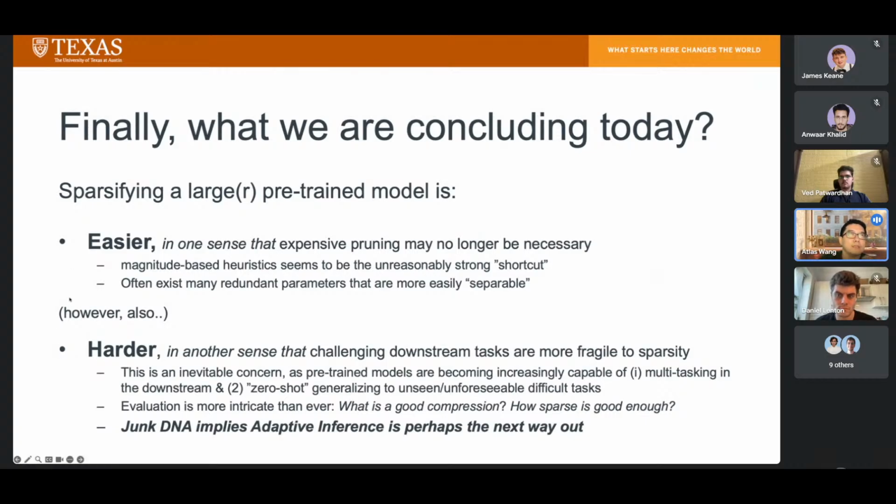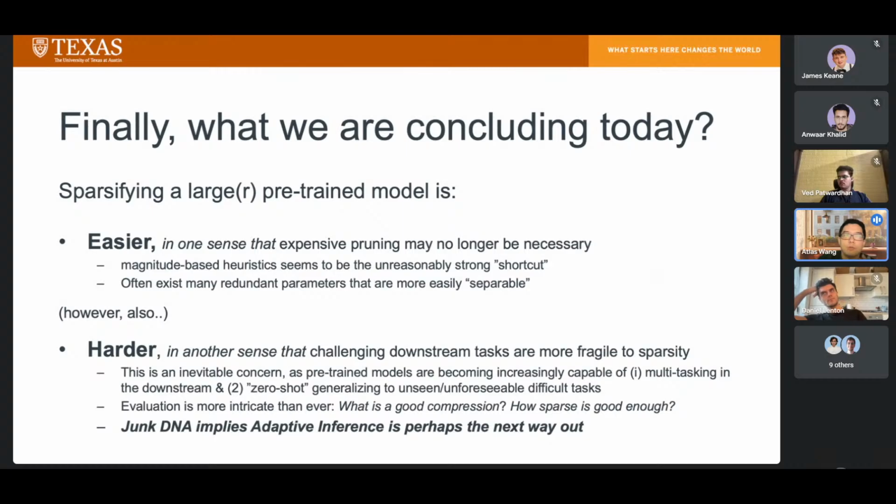But in the meanwhile, sparsity is also harder in another sense. That is, if you care about the model performance in the most challenging downstream tasks, then you will find your pre-trained models very fragile to high sparsity. And this is an inevitable issue that one must be concerned about, because with pre-trained models we now care about their difficult task performance. That's where we push the boundary, right? And when the latest language models are able to do multitasking, zero-shot generalization, and in-context learning, we must care how their performance is affected by sparsity.